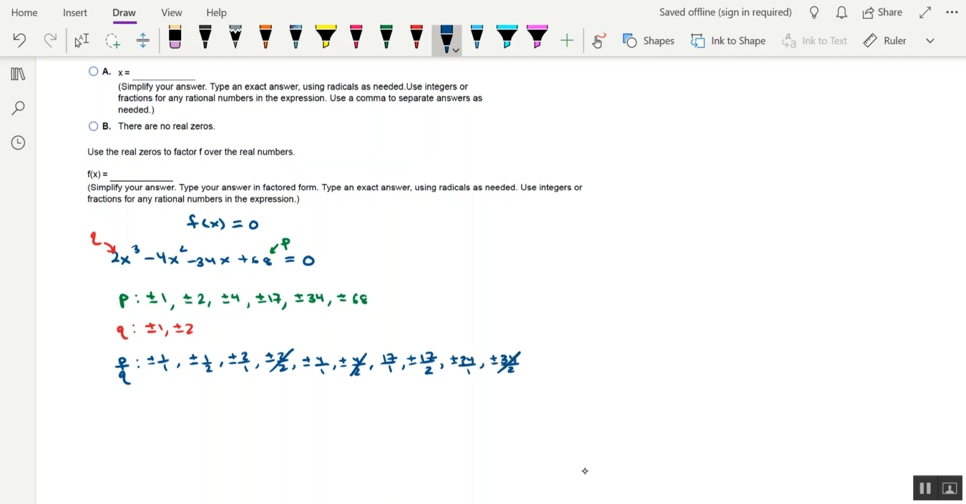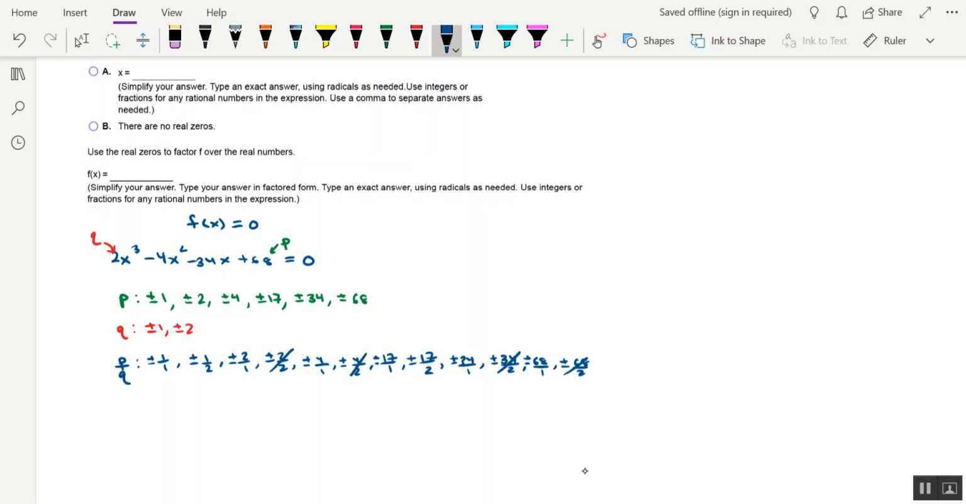You can cross that out, it's the same as 17 over 1. Then plus or minus 68 over 1, then plus or minus 68 over 2, which we already have in the list. So if there are any zeros that are rational numbers or integers, they're only going to come from this list. If you keep track of all the unique fractions, we're looking at 16 different fractions in here.